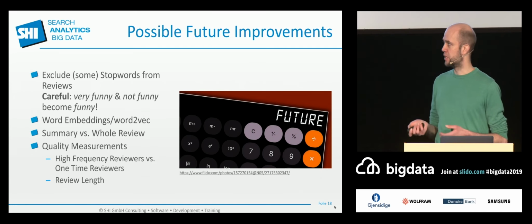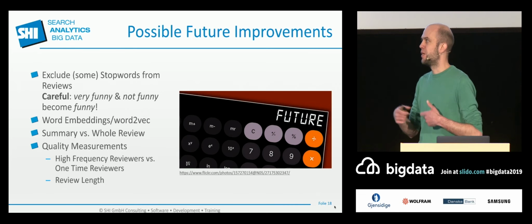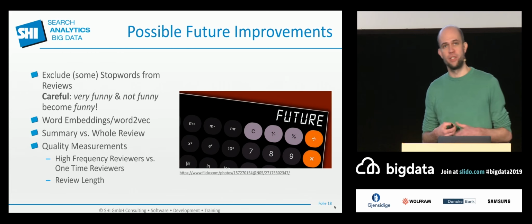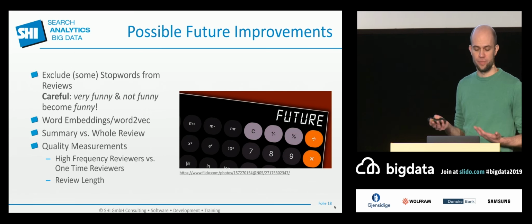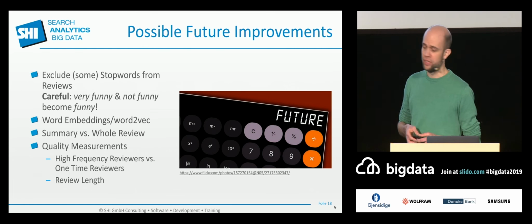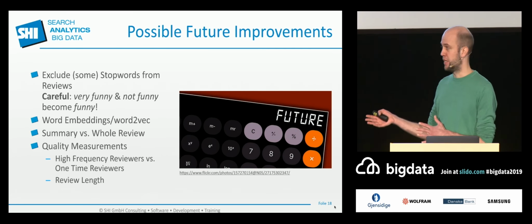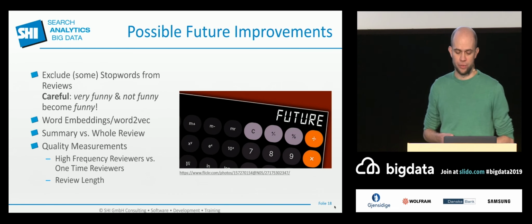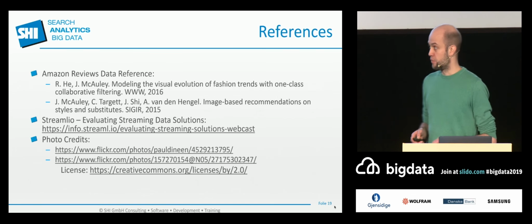Or we could also apply quality measurements, like the high frequency reviewers are the ones who provide high quality reviews, instead of those who only give us one review. They might not be of that high quality that we can see eventually in what the high frequency reviewers give us. Also, the review length might be something we apply as a quality measurement, because the more length we have in a review, the more content we have, and that also would improve our machine learning model when we want to score reviews against that. So that's about it from the content side.